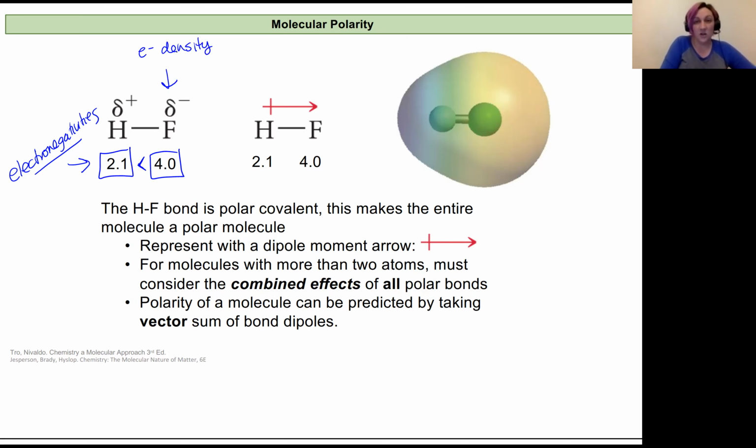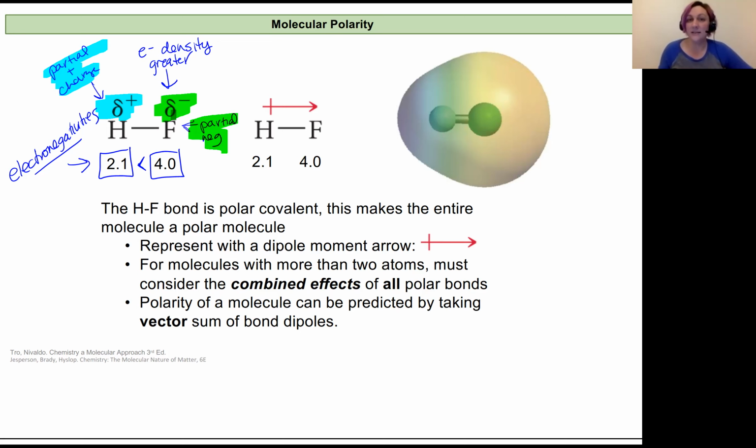Another way of saying that is the electron density will be greater around the fluorine. So that's going to create a partial negative charge at the fluorine and a positive charge at the hydrogen. And the way we represent that is with a delta symbol to mean partial. So partial positive charge means delta plus, and partial negative charge means delta minus. And to represent a bond like this that's polar, we have to have both. You can't have one without the other. And so the hydrogen's the partial positive, and its counterpart is the fluorine that's partially negative.